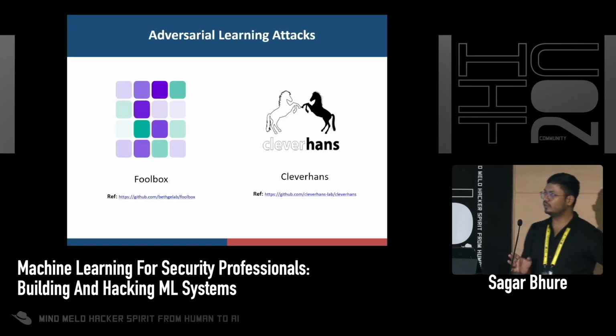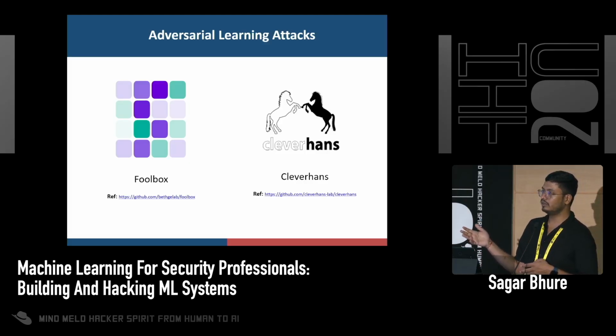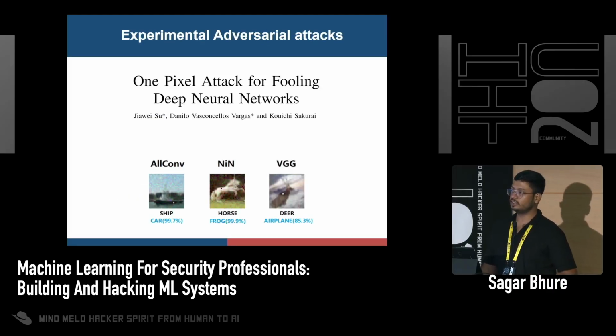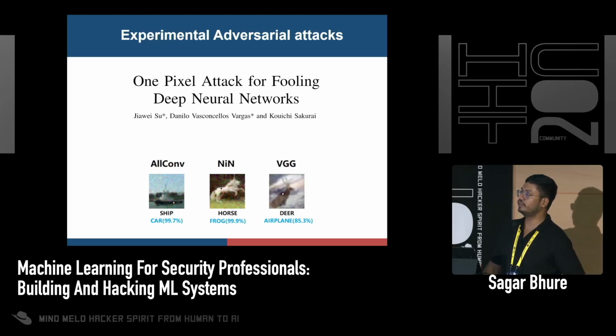There are a couple of toolboxes that are already available to craft images that can fool any machine learning based systems. Let's say if you have a vision based system, you can use this toolbox to generate adversarial images to fool any machine learning algorithms. Okay, we are going to talk about a couple of research papers. One pixel attack for fooling deep neural networks, which was the Jacobian based algorithm in the demo which I was demonstrating earlier.